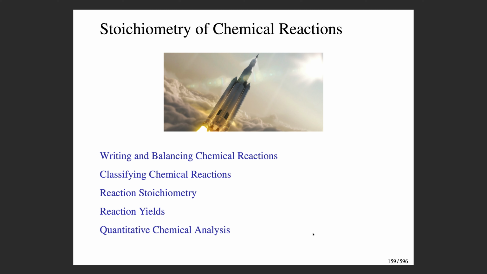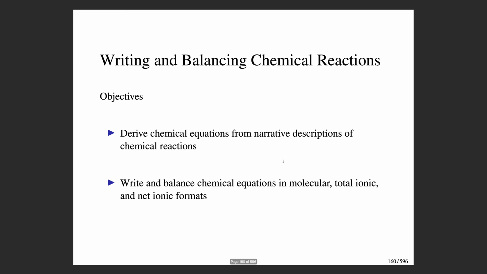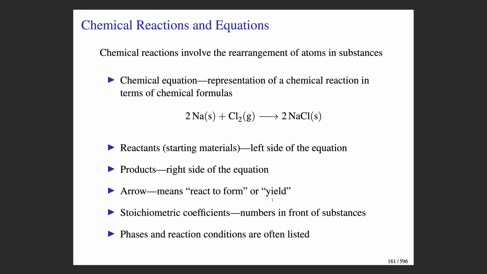Okay guys, this is the first video for Chapter 4, which covers the stoichiometry of chemical reactions, and we are going to focus on this first section involving writing and balancing chemical reactions. So here are the two learning objectives. We are going to focus on this first learning objective here, just simply trying to understand chemical equations and balancing them, and then this second objective involving the total ionic and net ionic equation, we are going to save that for a future video.